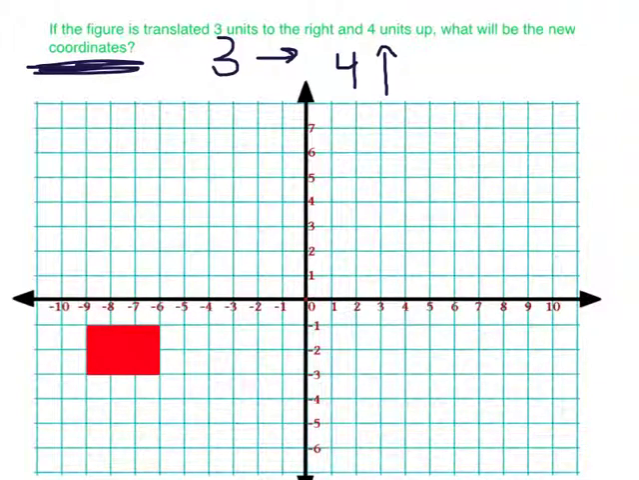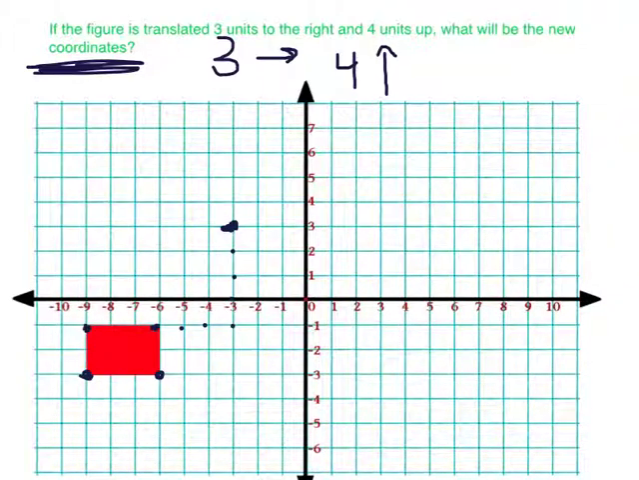The things I care about in this rectangle are the 4 points. So I'm going to find those first. 1, 2, 3, 4. And I want to move those 3 to the right and 4 units up. I'm going to start with this top right point. I'm going to be a little less sloppy about it this time. And I'm going to count 3 to the right, 1, 2, 3, and then 4 up. 1, 2, 3, 4, and drop it off.